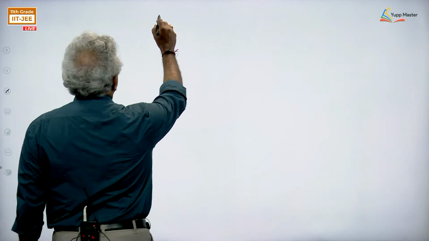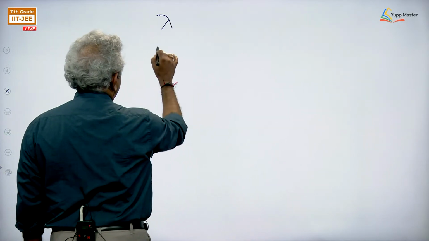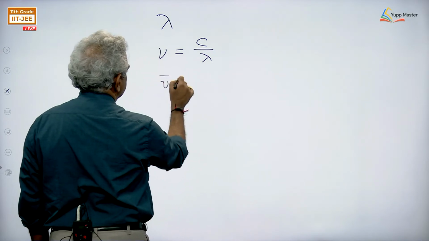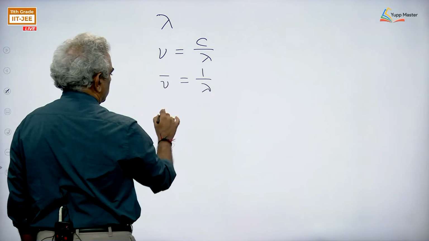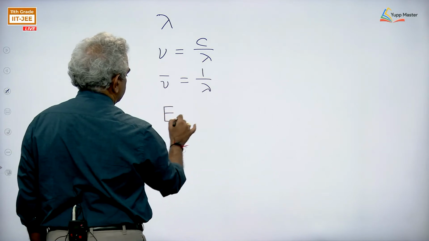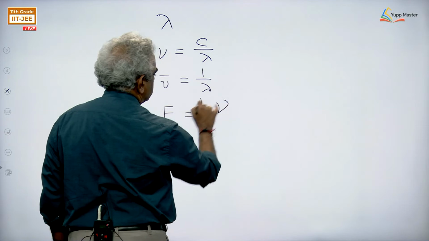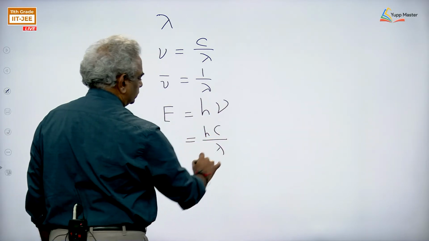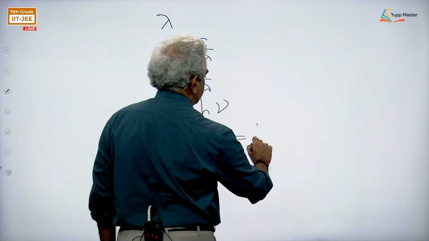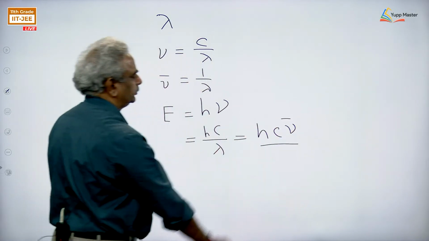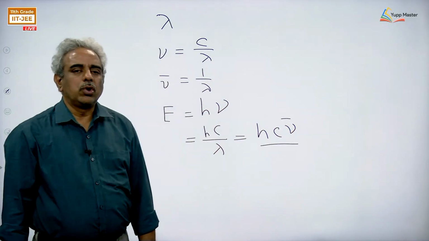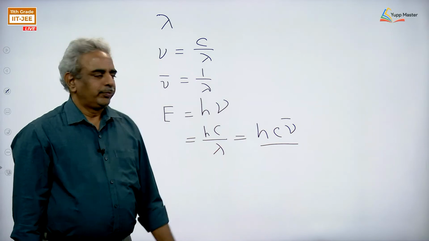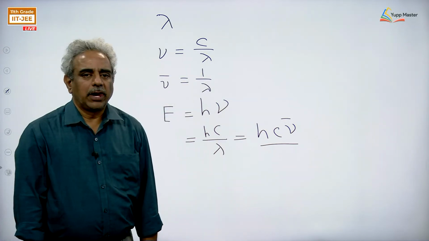See, lambda is the wavelength, nu is c by lambda, and we have done nu bar is 1 by lambda, and we have done the energy of a radiation is h nu, because nu is c by lambda, h c by lambda, and this can also be written as h c nu bar. Once you know one piece of information about any electromagnetic radiation, you can almost work out many things.